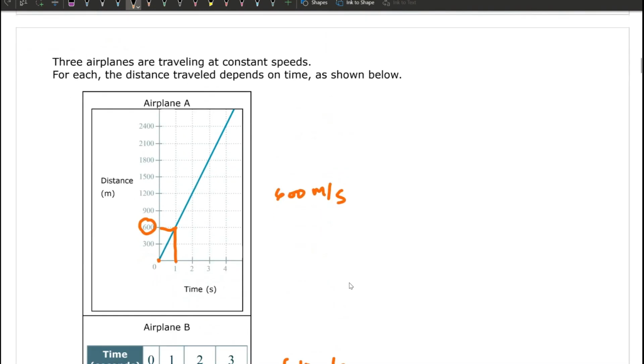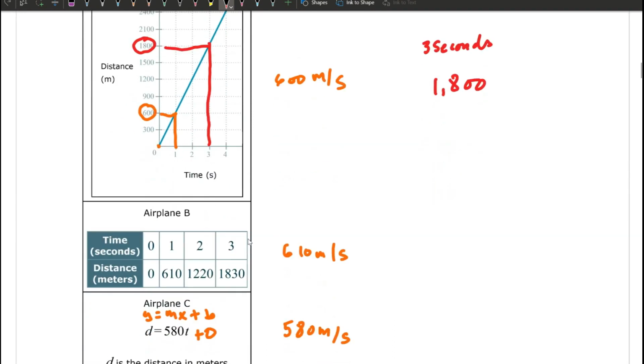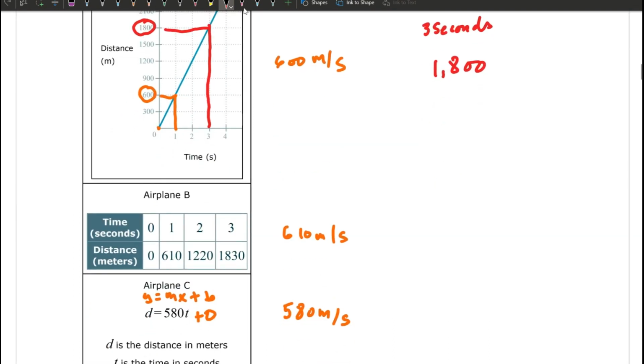So 3 seconds, airplane A will travel 1,800 meters. So in 3 seconds, airplane A will be at 1,800. In 3 seconds, airplane B will be at 1,830 in 3 seconds. Okay.